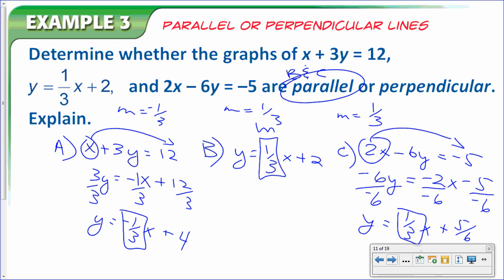Notice on all three of those, though, we had to get them in what form? Slope intercept, right? So we know what the slope is, so we can compare the slopes. I don't have to graph them. Even if I wanted to graph them, I'd still have to get in slope intercept form. Any questions on that? That's good?